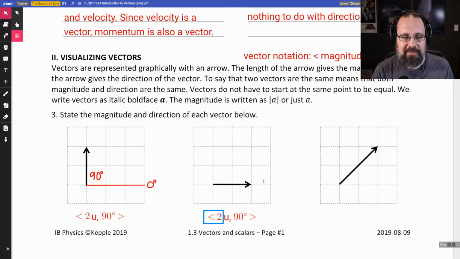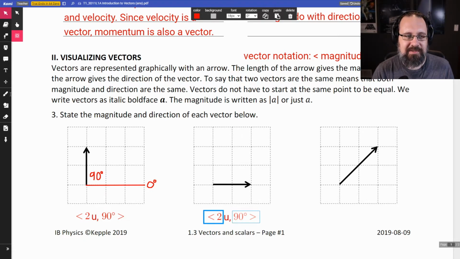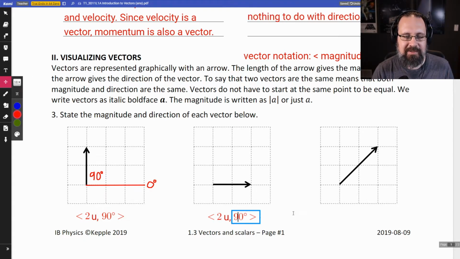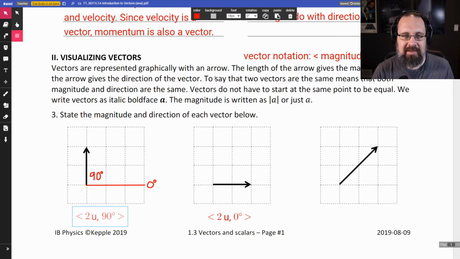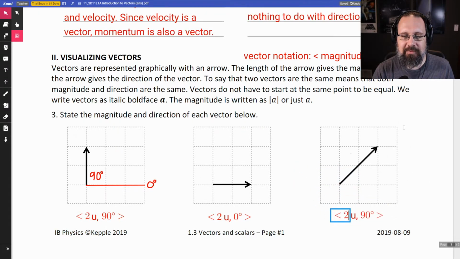Okay, this one is already pointing to the right. So I can just edit this last one here and just make it a 0. It's 2 units because the length is 2 boxes. So 2 units at 0 degrees. And we'll do the same thing. We'll select these annotations again. Holding down Command and clicking, hit copy, hit paste, drag it down here. And now we're going to have to figure out what this one is.